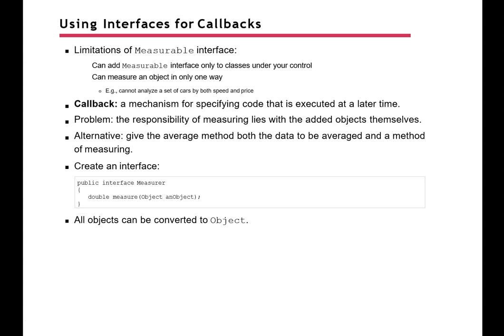A callback is a mechanism for specifying code that is executed at a later time. The responsibility of measuring lies with the added objects themselves. Alternatively, give the average method both the data to be averaged and a method of measuring. So you create an interface, Measurer, and it takes an object. All objects can be converted to Object, so you can send anything this way.